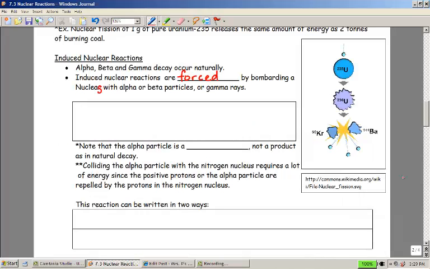Induced nuclear reactions. Alpha, beta, and gamma decay occur naturally, but we can also induce nuclear reactions to take place, and we do this whenever we want to create the power plants to generate electricity, and also for the nuclear bombs that we talked about, or nuclear weapons we talked about earlier. The way this is done is that nuclear reactions are forced by bombarding a nucleus with alpha or beta particles.